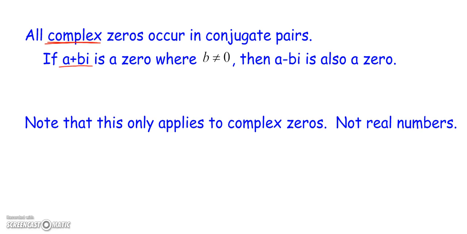So for example, if you found that 3 plus 2i is a 0, then 3 minus 2i is also a 0 to that same exact problem. That only happens with complex numbers. It's not true for real numbers. This only applies to complex zeros, not real numbers. So if 7 is a 0, that doesn't say anything about negative 7. It could be a 0, it's probably not a 0. But that only works for complex numbers.